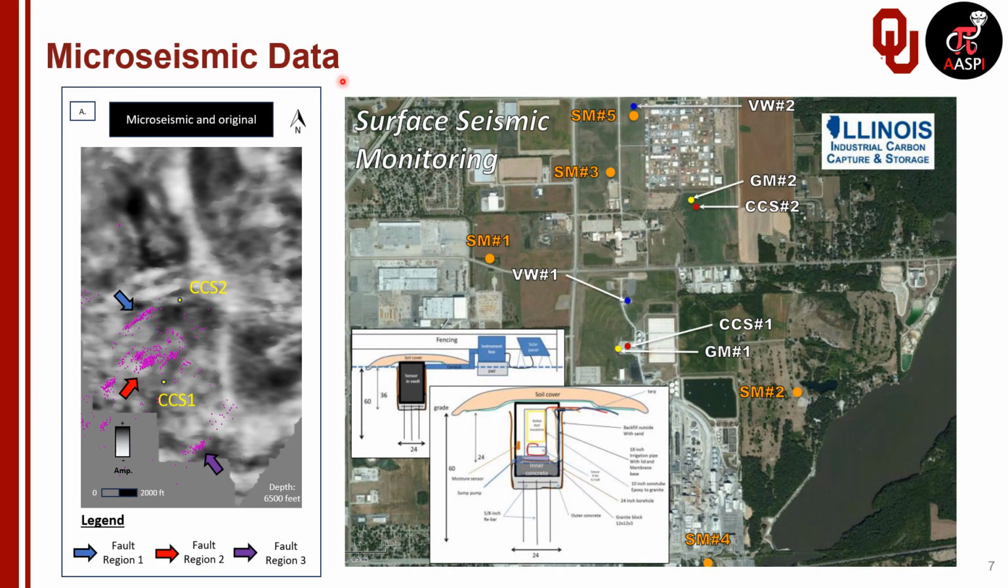The microseismic data are collected in 3 downhole sensors in each CCS. For example, CCS1 is collected in CCS1, GM1, and BW1. For CCS2, they are collected in CCS2, GM2, and BW2. BW is verification well, GM is monitoring well, and CCS is injection. They're also collected in 5 subsurface sensors installed by the Illinois State Geological Survey, and clusters were reported about 2 months after injection into CCS1.